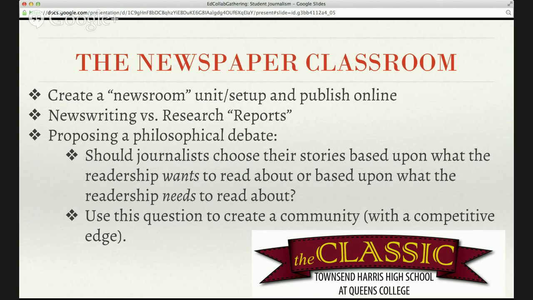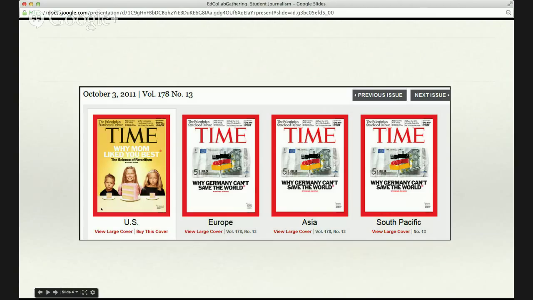So I let students choose. I kind of give them an example where this kind of debate is in play. I love showing them Time magazine covers.